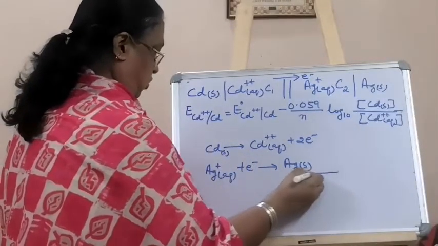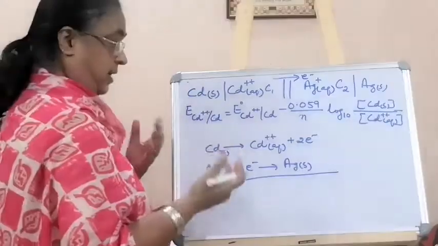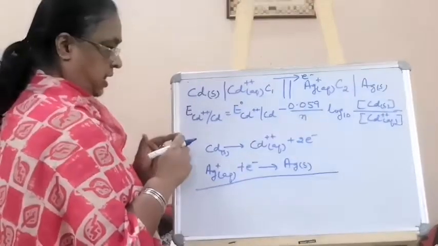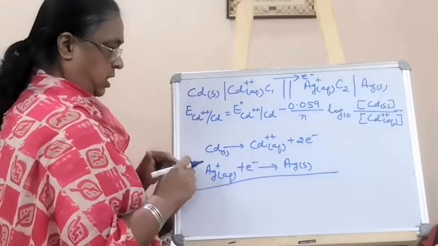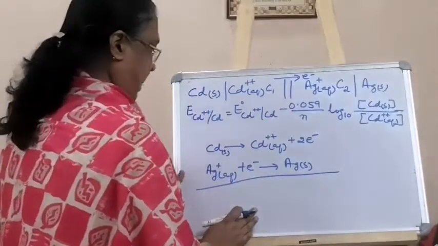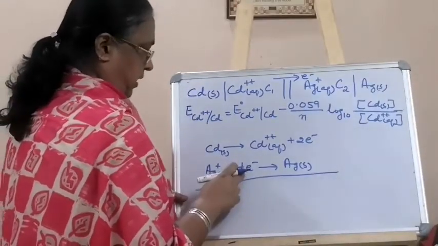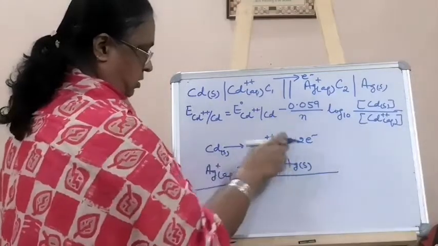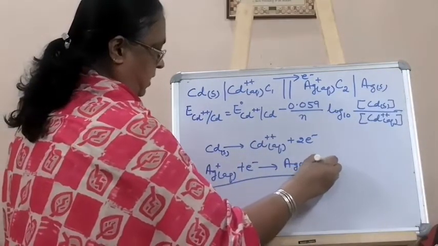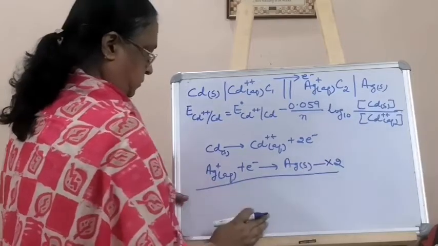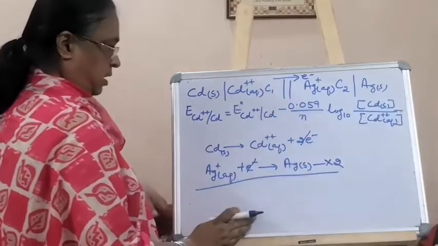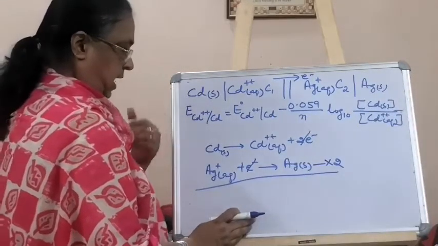Now we will write the overall reaction, that is the cell reaction. This is the oxidation half cell reaction, this is the reduction half cell reaction, and now the overall cell reaction. So the number of electrons lost and gained must be the same. So here we will multiply this equation by 2 to make this true. So the 2 electrons cancel. The number of electrons lost will be gained.